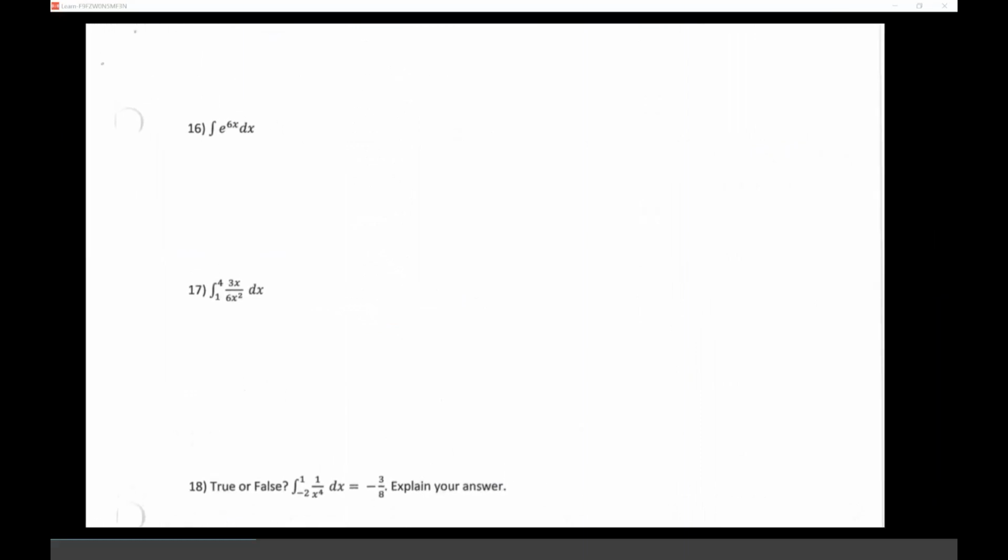Let's take a look at this one. Let's look at number 16. How should I integrate number 16? Anybody have a strategy?